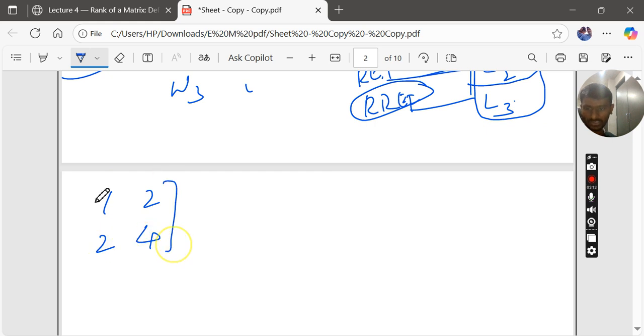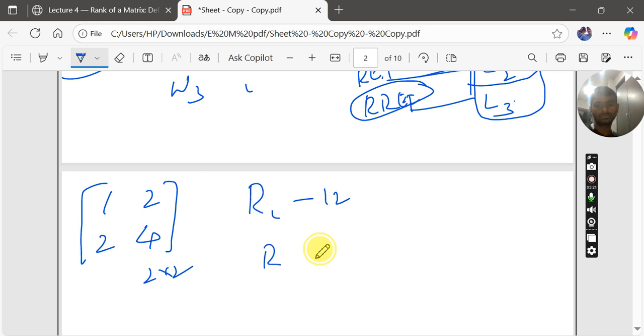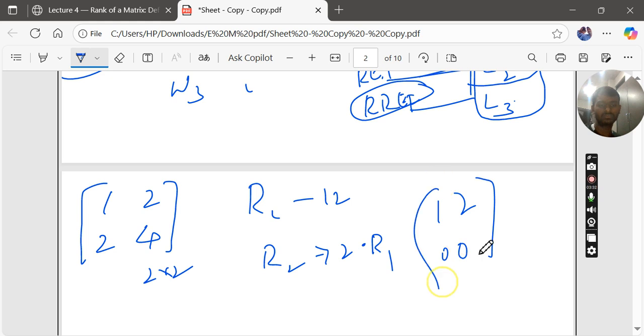So it's my matrix data, a 2 cross 2 matrix. You can see that R1 is 1 2 and R2 is nothing but 2 times R1, a 2 times multiple of R1. So when I apply the row operations here, you will get 1 2, 0 0. So what is the rank here? How many non-zero rows are present here? 1. So 1 is the rank here.